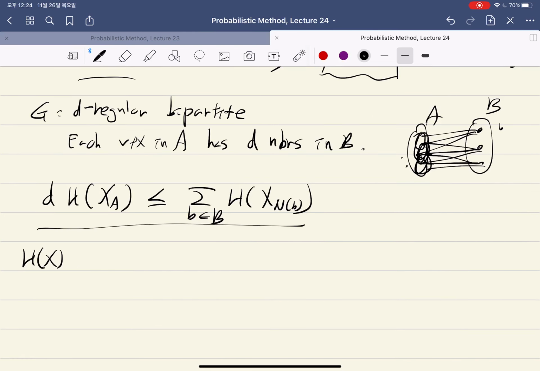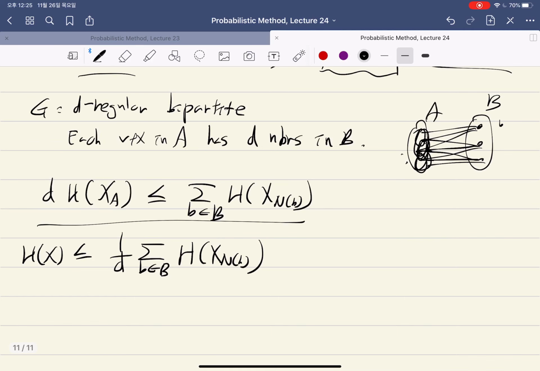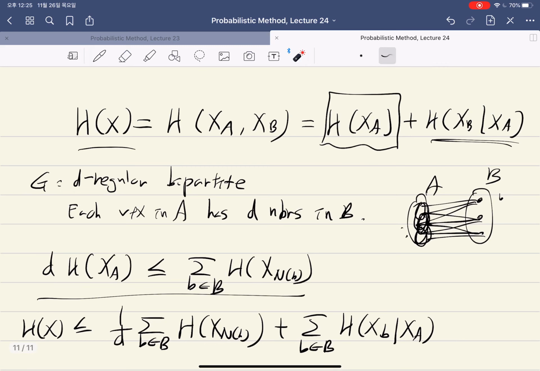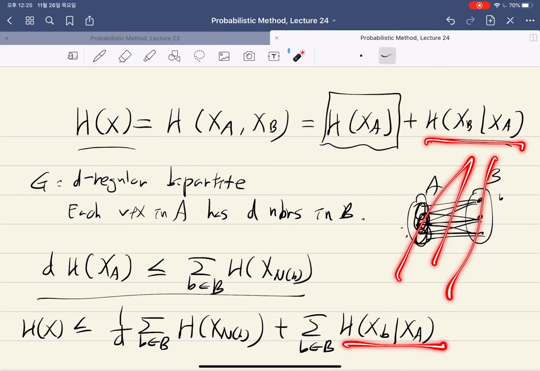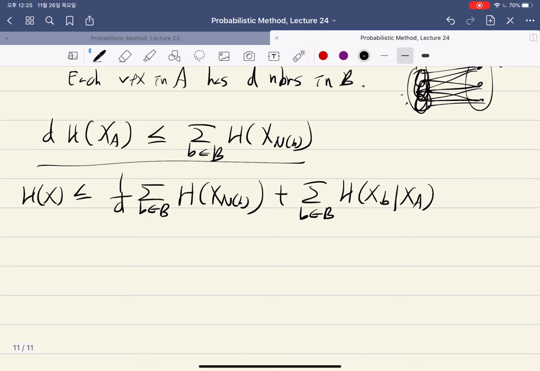So if you use this here, then what do we get? H(X) is at most 1 over D, and you add all the entropy of X on the neighborhood of B plus this. And this is nothing but you just add all H(X_B | X_A). So you actually get the inequalities. This and this inequality is clear, and this inequality is here. So you get this inequality.